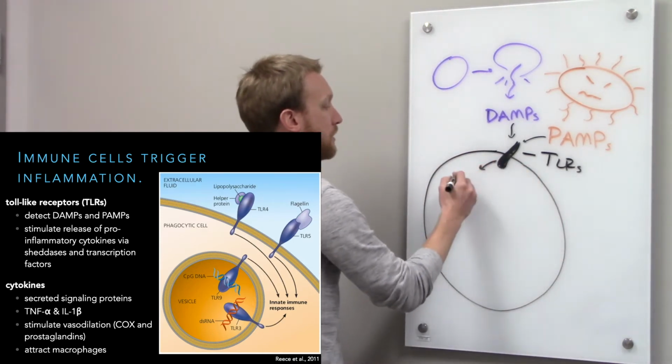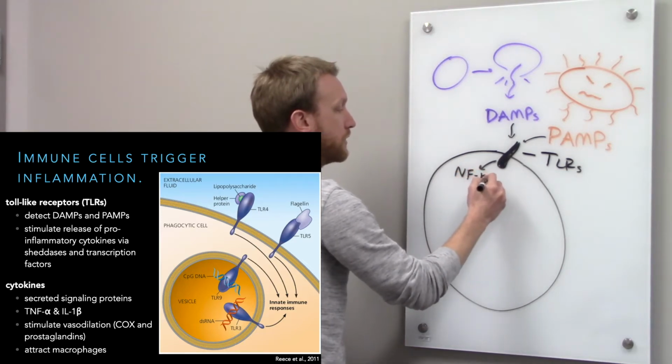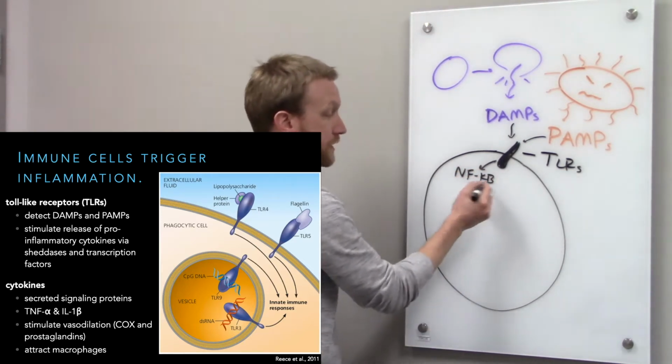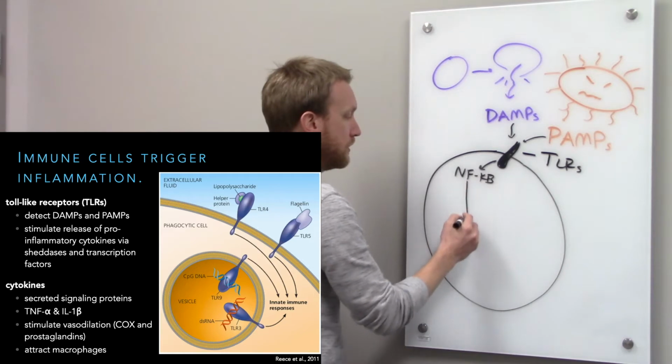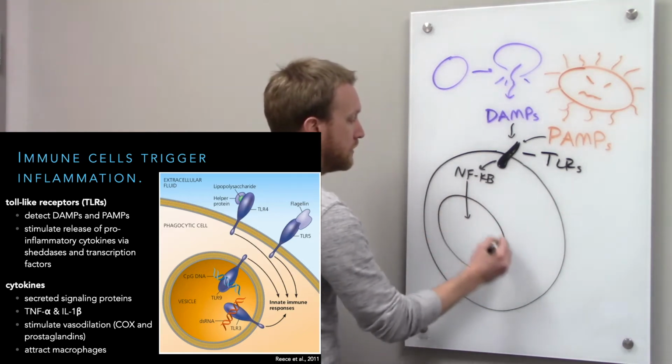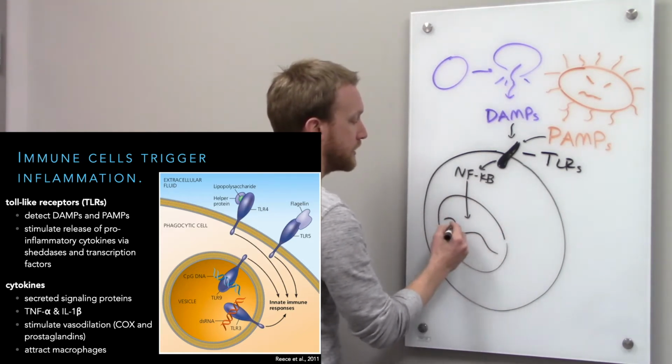Okay, so we activate a transcription factor. This one has a name, NF-kappa B. And it does what every other transcription factor does. It goes to the nucleus and affects gene expression.